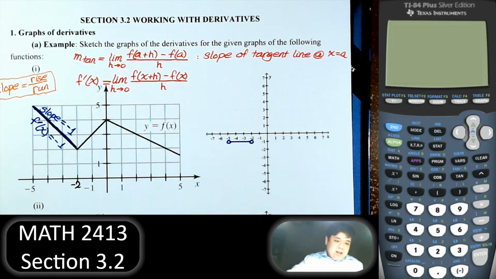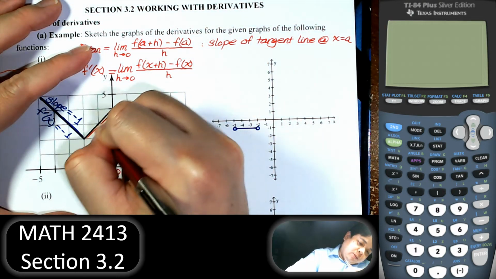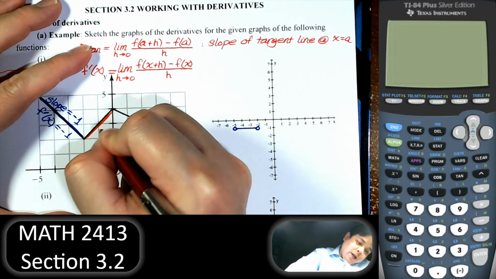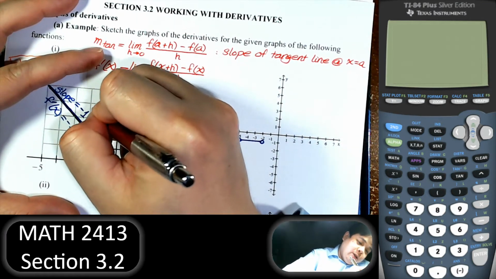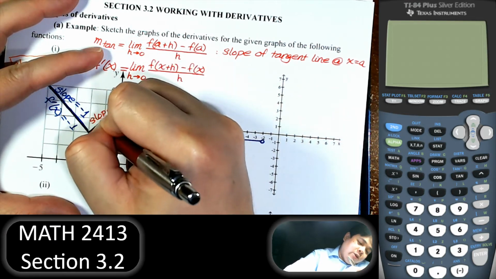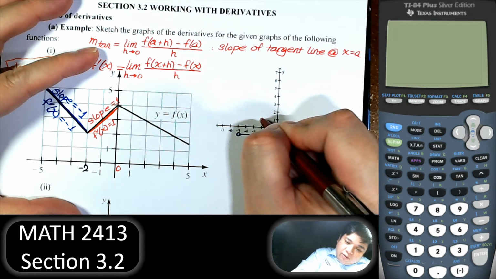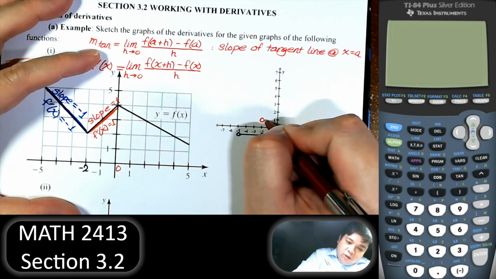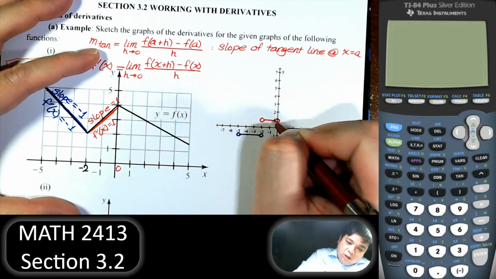Next, the slope from -2 to 0: rise over run, 1 up, 1 to the right. So the slope for this portion is equal to 1, and the slope is the derivative. So from -2 to 0, the slope is 1.